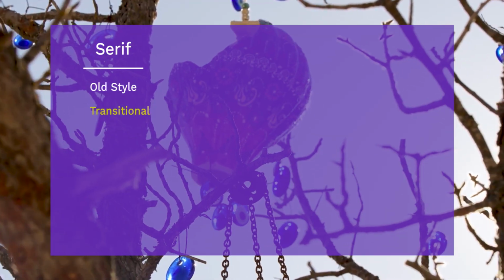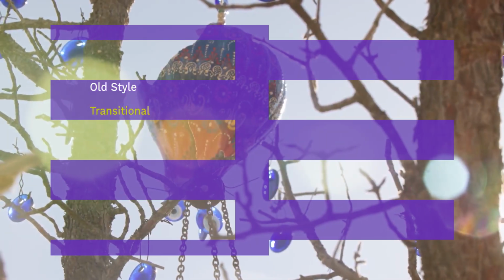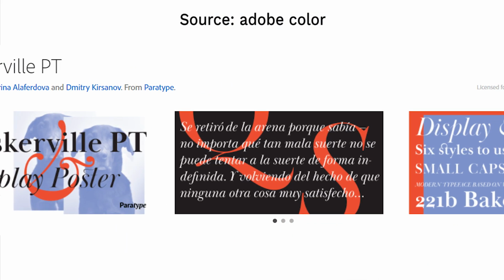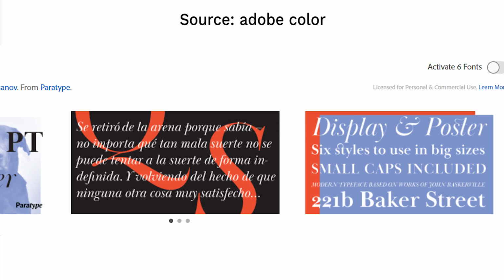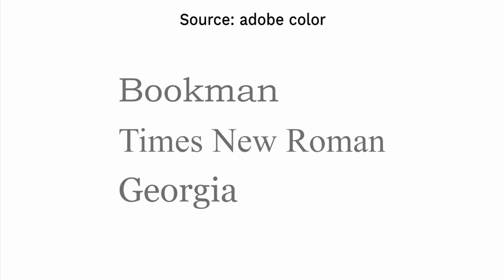Next type is transitional. The demand for more detailed, stylized typefaces increased as print quality improved. So transitional typefaces appeared. You can see this type of typeface in Baskerville, Times New Roman, Bookman, and Georgia.